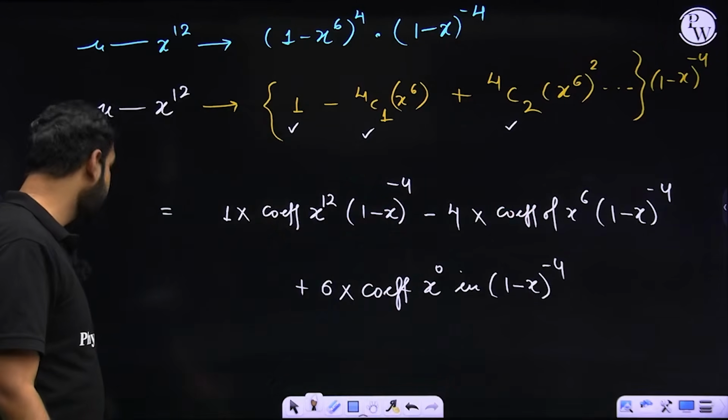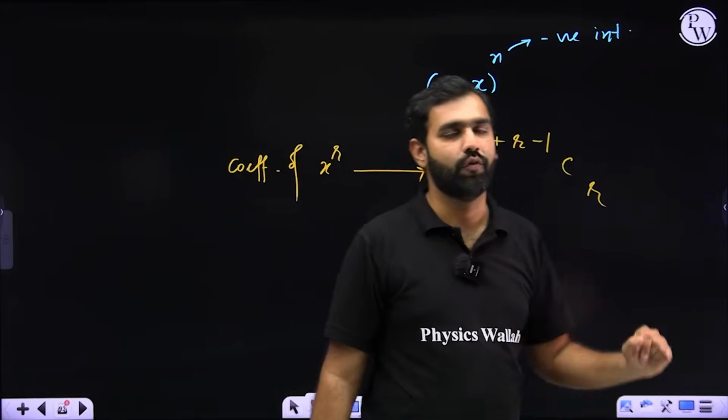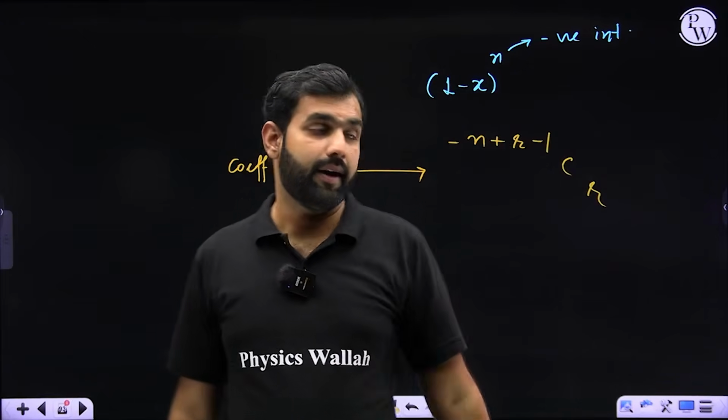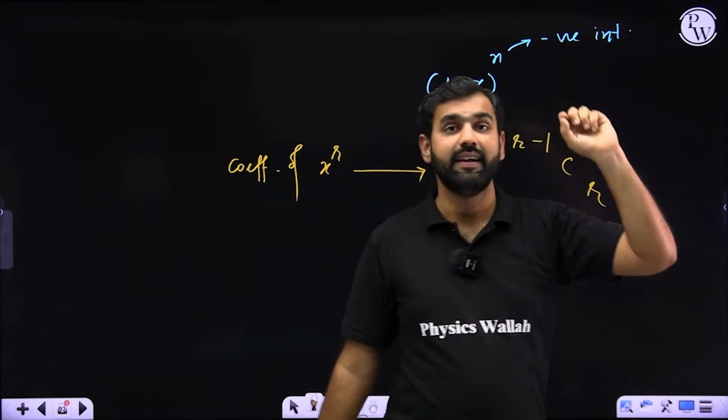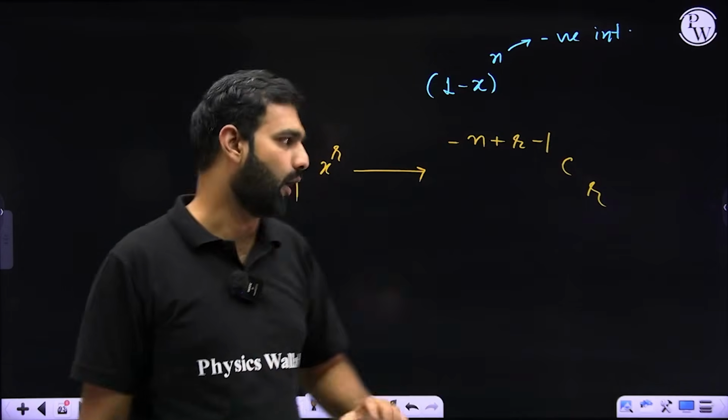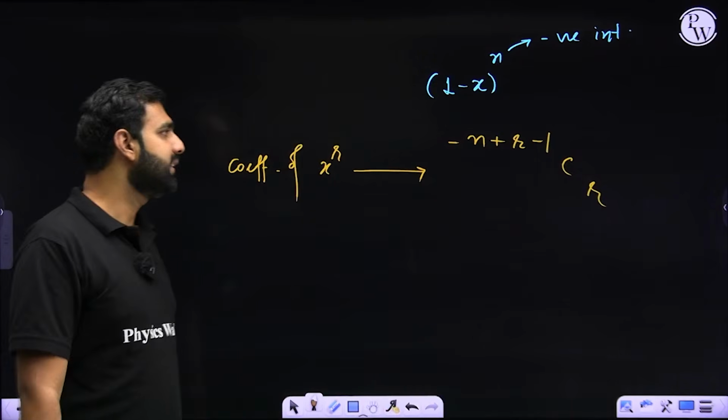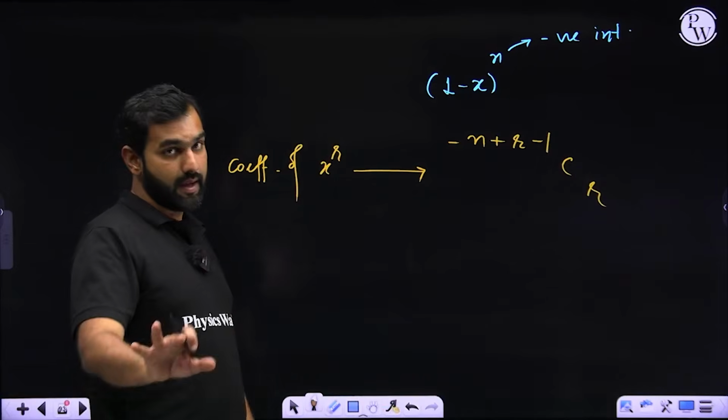For this, we already have this. How do we find the coefficient of x to the power r in the expansion of (1 − x) to the power n, where n is a negative integral index? Now, let's use this particular result: (−n + r − 1)Cr. How do we do it?